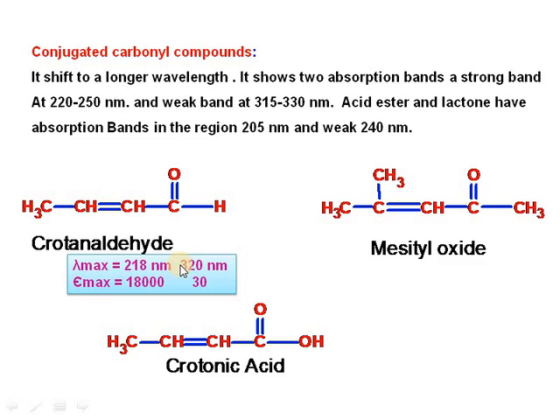So two different values are found: strong bands and weak bands. But how will you check which is a weak band and which is a strong band? It depends on the intensity of the radiation. So this is epsilon max. Epsilon max means intensity of the radiation. So this 218 nanometers is a strong band, and the other is a weak band.